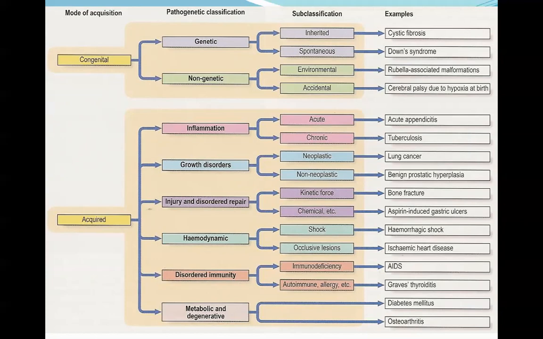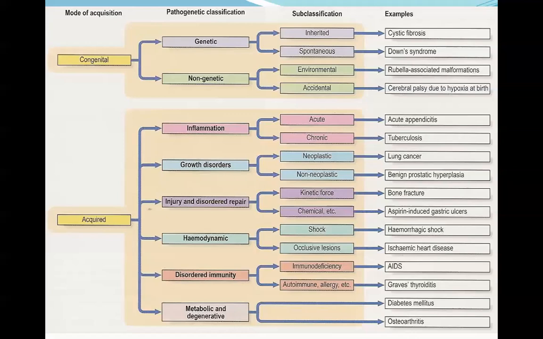Then we have acquired ones. Inflammation, acute and chronic: in acute, we have acute appendicitis; chronic is tuberculosis. Growth disorder like neoplasia, we have lung cancer, and non-neoplastic ones like benign prostatic hyperplasia, which is basically a hyperplasia, but we don't include it in neoplasia. Injury like kinetic force, bone fracture, something has hit and the bone is broken. Chemical, if you eat aspirin, that will affect your stomach. Hemodynamic: shock, hemorrhagic shock, loss of blood, or occlusive lesion like myocardial infarction, where the blood vessel is blocked. Disordered immunity like immune deficiency, where the patient will have AIDS, or autoimmune allergy like Graves' disease or thyroiditis.